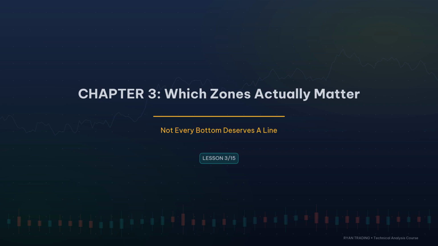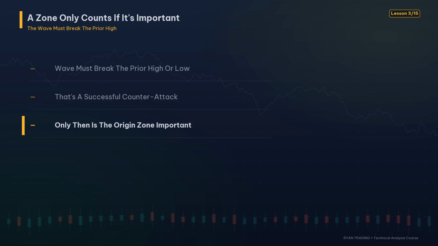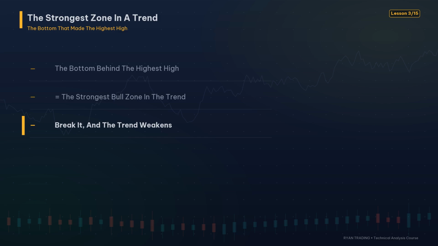Not every bottom on your chart deserves a line, most of them really don't. A bottom only counts as important if the wave from it broke the prior high. That's a genuine, successful counterattack. Only then is the origin zone actually important. Find the bottom that produced the highest high in the trend. That bottom is the strongest bull zone you have. Break it, and the whole trend weakens fast.